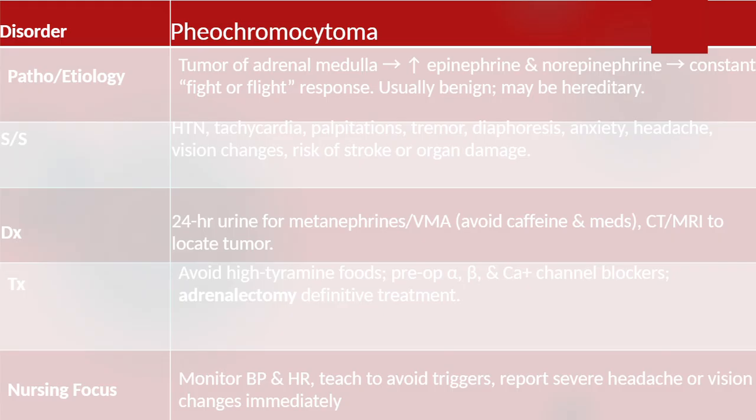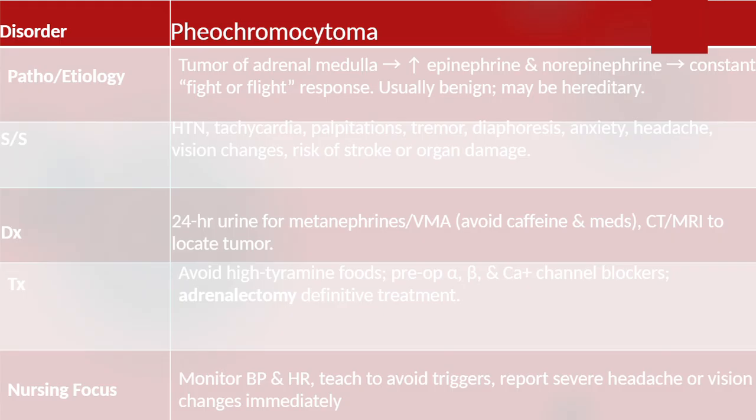When the tumor secretes too much epinephrine and norepinephrine, the heart rate, blood pressure, and metabolic rate all increase, placing the patient at risk for severe complications like stroke, heart failure, or organ damage. The signs and symptoms are directly tied to the overproduction of stress hormones. The classic triad is severe hypertension, headache, and sweating, but patients often experience several other fight or flight symptoms as well. These include hypertension, blood pressure can become dangerously high or fluctuate.